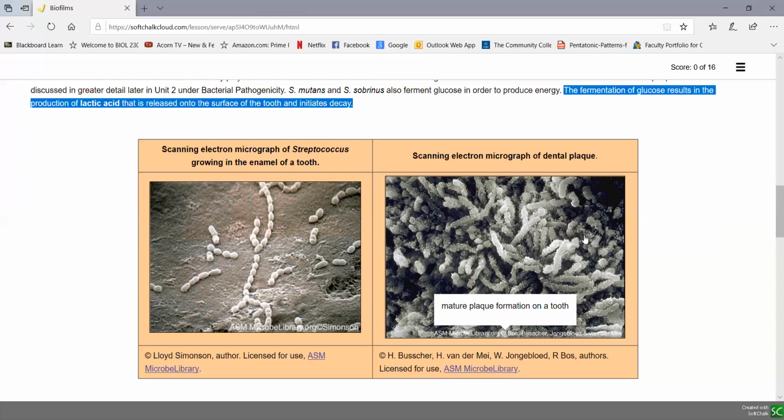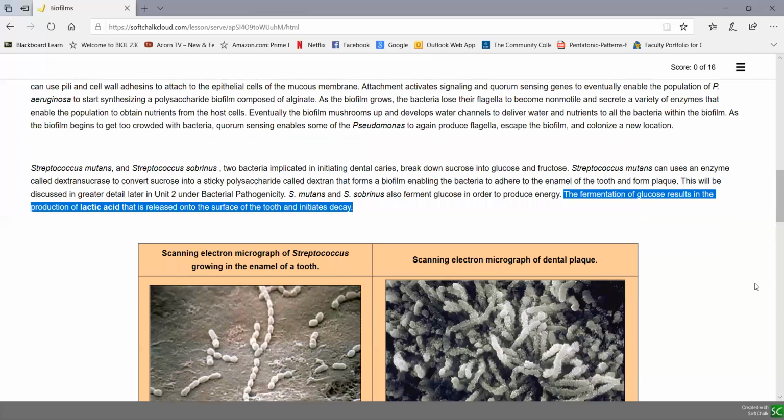And so that's the link between sugar and cavities. It is the building block for the biofilm of the bacteria, and it becomes the energy source for the bacteria. And actually, it's the waste product of fermentation, the lactic acid, that causes the cavity. So the more sugars in the mouth, the more they're fermenting glucose, the more acid they're producing, the more they're eating holes in the enamel of the tooth.